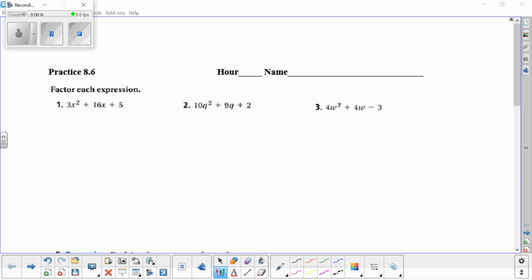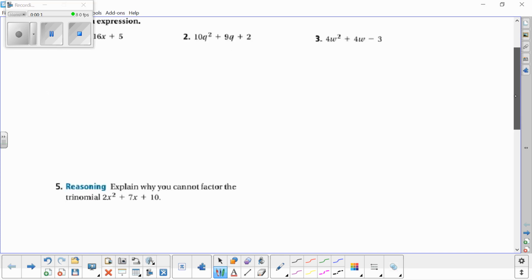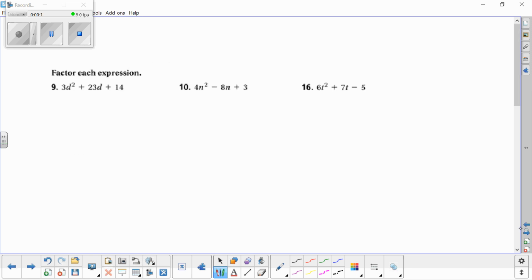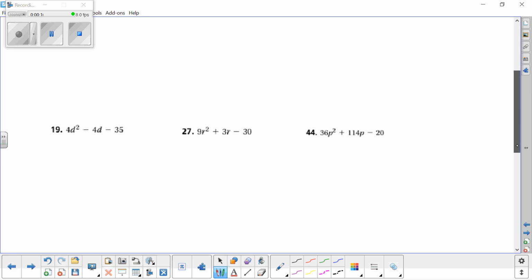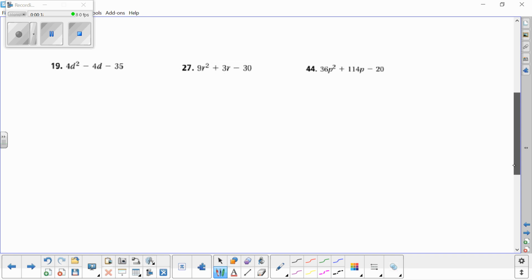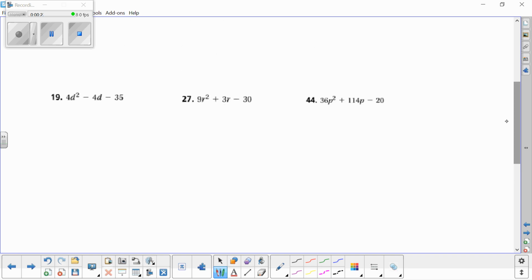It's Mr. Hermanson again. This is practice 8.6. There were a couple frequently missed questions, I think it's the last two mostly, where you need to factor out the greatest common factor first. So for this problem here, the greatest common factor of 9r squared, 3r, and 30 is 3. And for 44, the greatest common factor would be 4, I believe. No, maybe only 2.